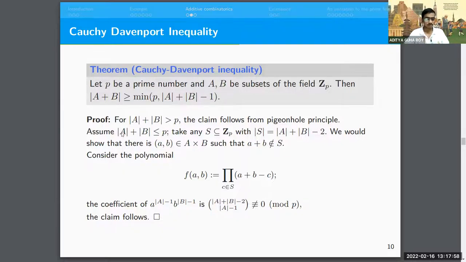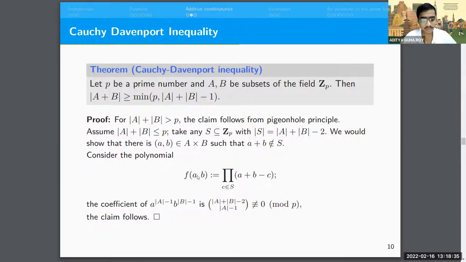Otherwise, the more interesting case is if cardinality of A plus cardinality of B is less than or equal to p. In that case, we take any subset S of Z_p with cardinality of S equal to cardinality of A plus cardinality of B minus two. And we would show that there exist a belonging to A and b belonging to B, such that a plus b is not in S. That would be enough for our purpose.